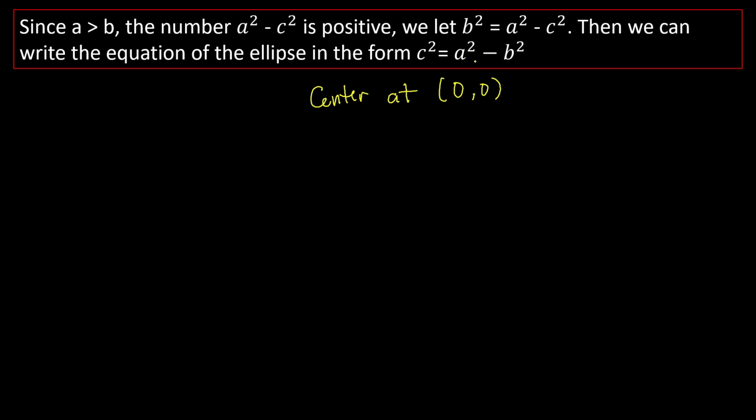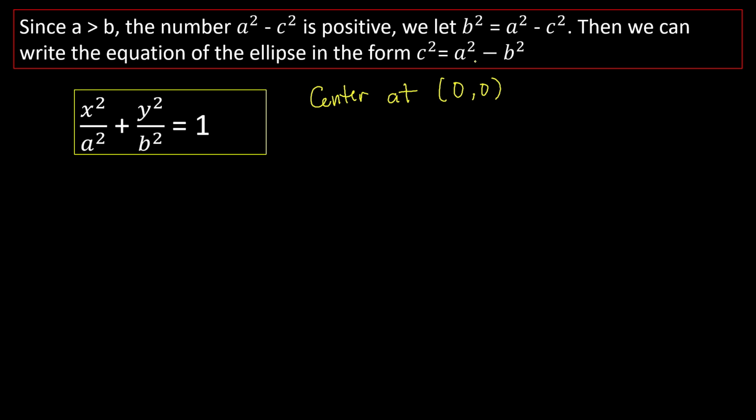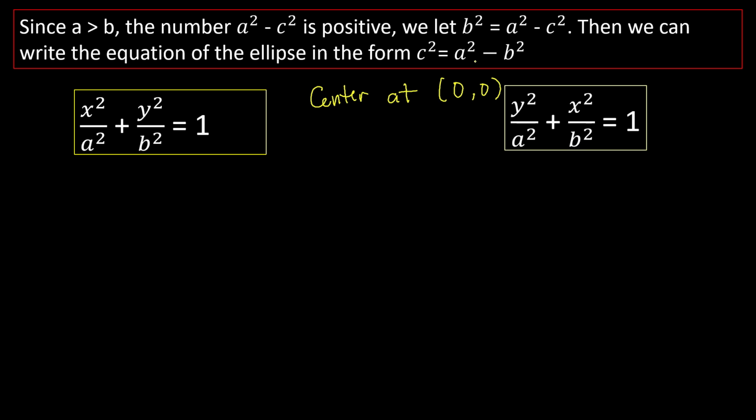So actually class, if the center of the ellipse is at 0, 0 or at the origin, we are using these two equations. So these are the standard form if the center is at 0, 0 on the ellipse. So we have x squared over a squared plus y squared over b squared is equal to 1. And the y squared over a squared plus x squared over b squared is equal to 1. So these are the two standard forms of the ellipse if the center is at 0, 0 or if the center is on the origin.